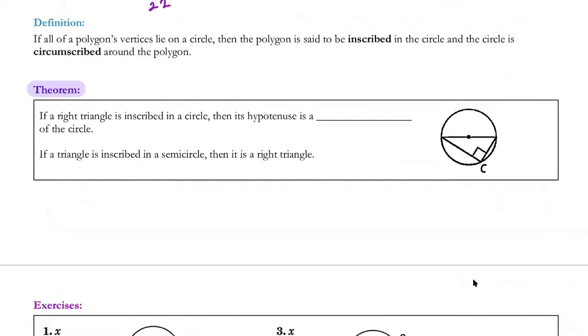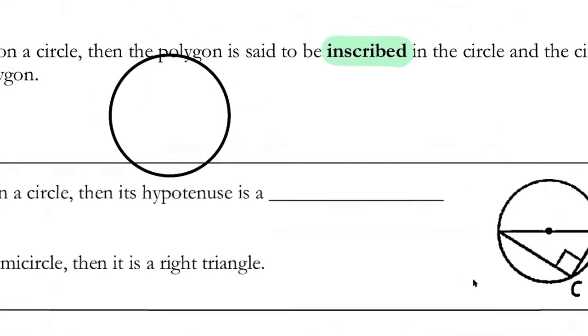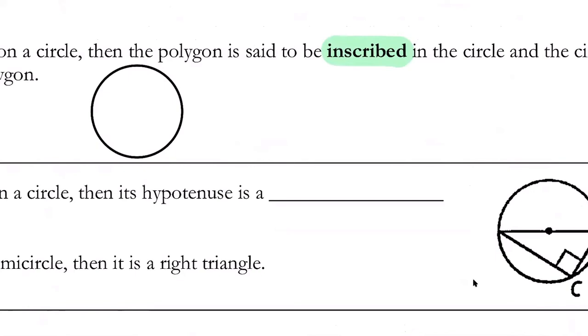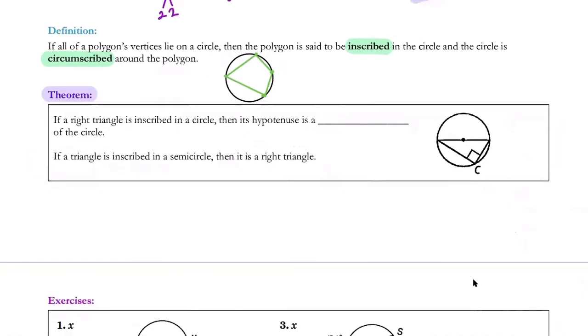So first of all, the definition, if you don't remember what inscribed and circumscribed means: if a polygon's vertices lie on the circle, so if you have a circle, and there's a polygon where all of the vertices of the polygon are on the circle, okay, so those points are on the circle, then we say the polygon is inscribed in the circle, and we say the circle is circumscribed around the polygon.